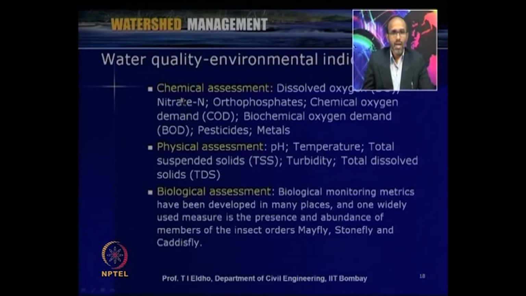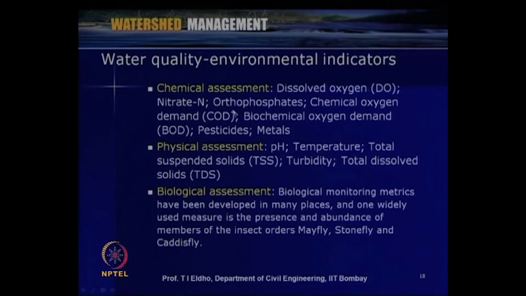As far as water quality is concerned, we have to consider certain environmental indicators. Here the environmental indicators we can classify into three broad categories. First one is the chemical assessment, second one is the physical assessment, third one is the biological assessment. In chemical assessment, generally we look at dissolved oxygen, nitrate, orthophosphates, chemical oxygen demand COD, biochemical oxygen demand, then pesticides, metals, etc.